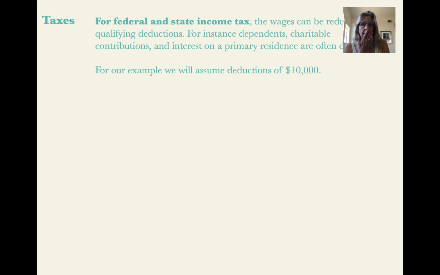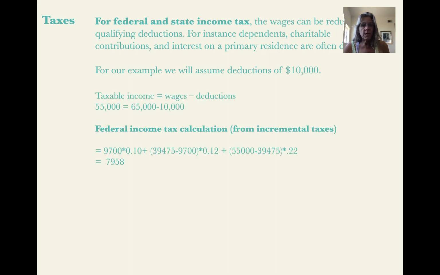Let's look at an example. For federal and state income taxes, the wages can be reduced by qualifying deductions. For instance, dependents, charitable contributions, and interest on primary residence are often deductions. For our example, we're going to assume there's $10,000 of deductions. So let's say we have a $65,000 income and $10,000 of deductions. That means our taxable income is $55,000.